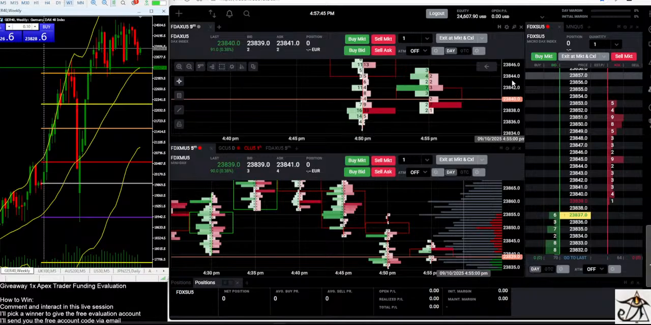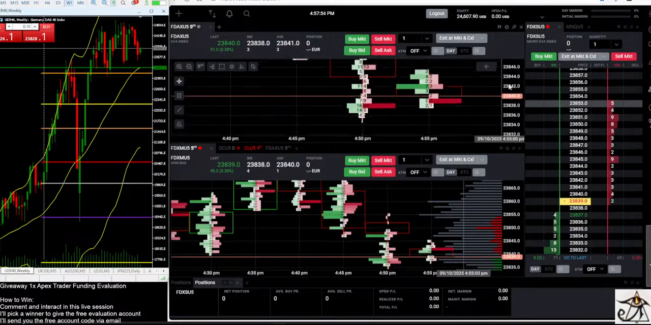So this is the tricky part that we're in. We want to get the evaluation complete. We want to navigate the markets and improve our skill along the way. And that's why I'm running these sessions.